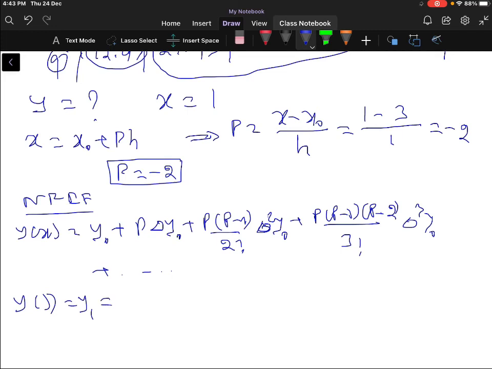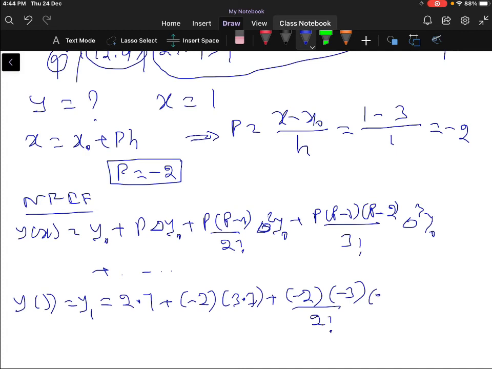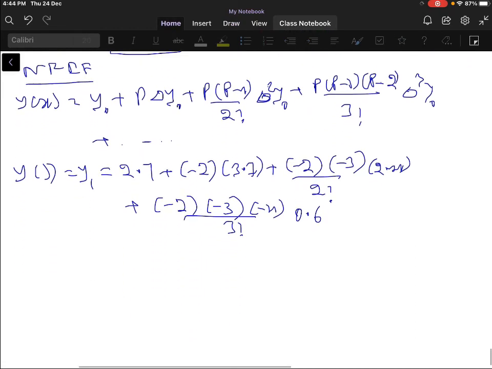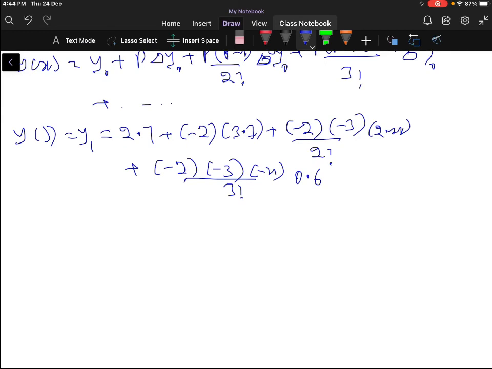So y at x equal to 1, that is y1: first term, y naught is 2.7, plus p is minus 2 into delta y naught is 3.7, plus p is minus 2, p minus 1 is minus 3, by 2 factorial into delta square y naught is 2.4, plus p is minus 2, p minus 1 is minus 3, p minus 2 is minus 4, by 3 factorial into delta cube y naught is 0.6.